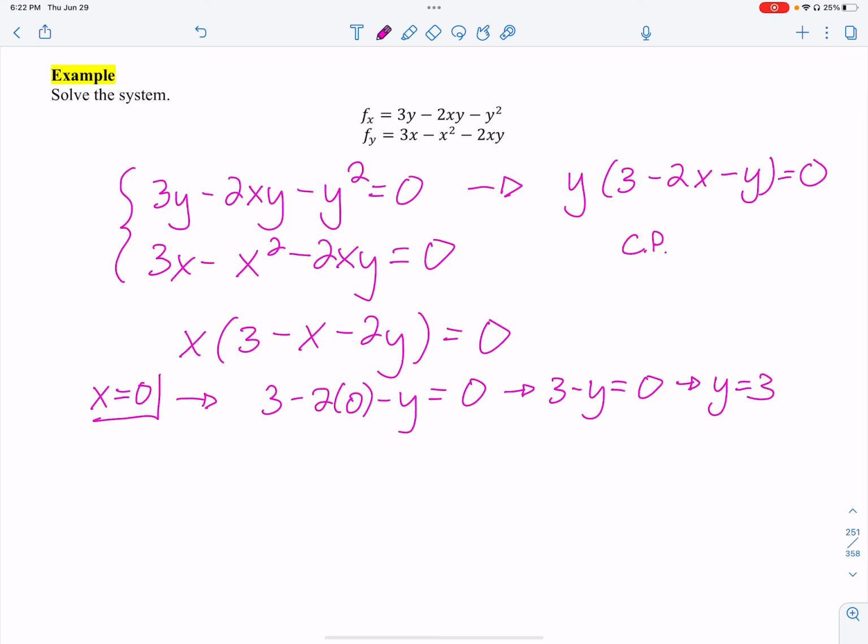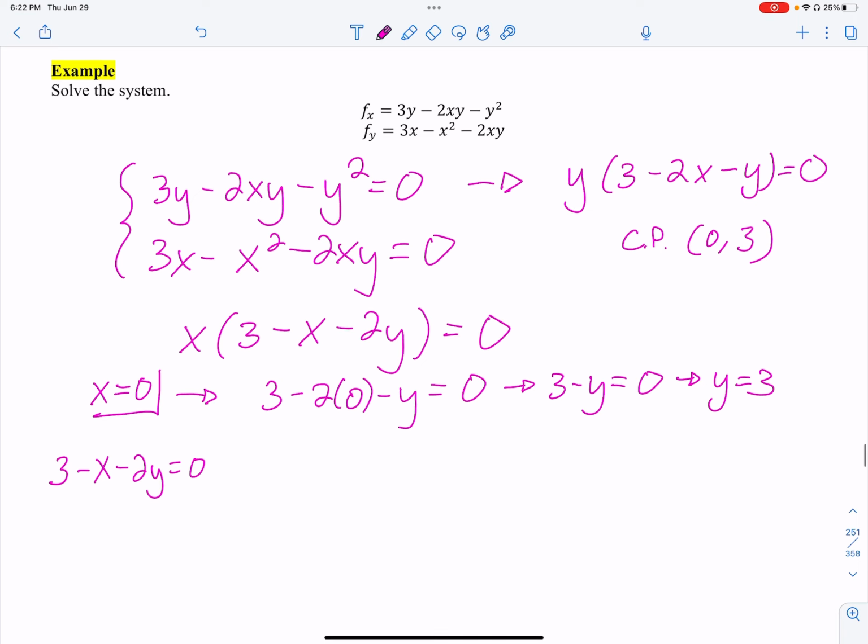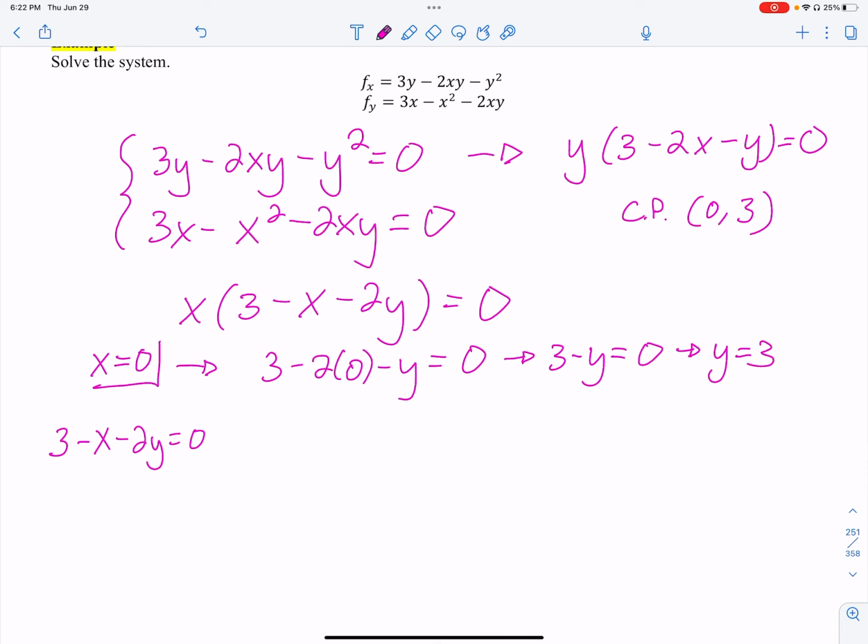We're not going to check any of these. We're just working on systems. So there's (0, 3). Now the other one is going to be 3 minus x minus 2y equal to 0, and we're going to have to use this to work with the other thing. So I can solve for x here. If I add x to the other side, I got 3 minus 2y. I'm going to now plug that in. This was that second one. I'm going to plug this into the other function.